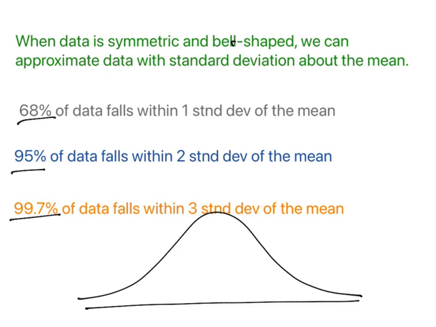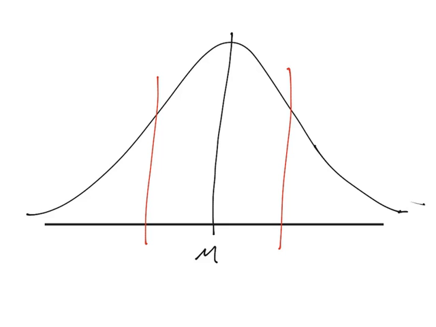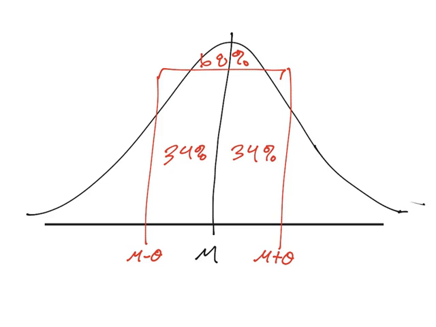So some people call this the 68, 95, 99.7 rule, which kind of makes sense because those are the 3 values. So what that means is if the mean is in the middle, and it is, then we know that 1 standard deviation to both sides, so the mean plus a standard deviation and the mean minus a standard deviation, is 68% of the data. And this is all about being symmetric. So that means this is 34% and this is 34%.